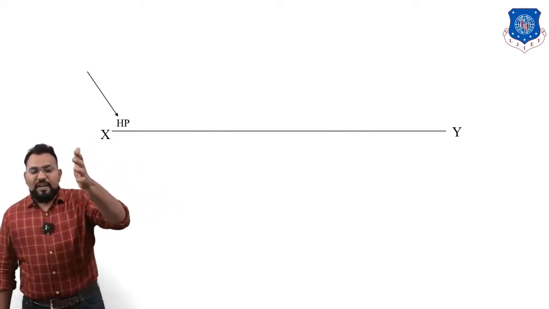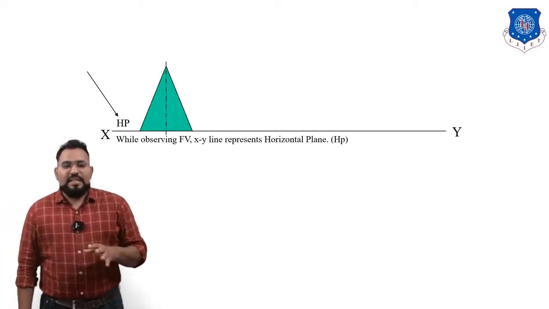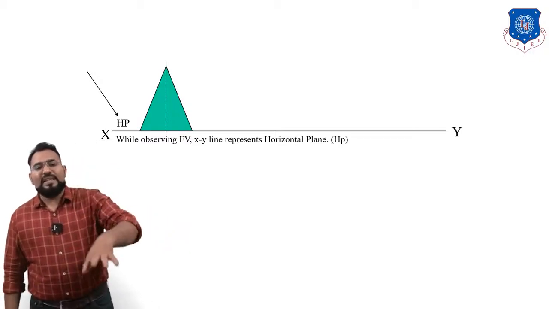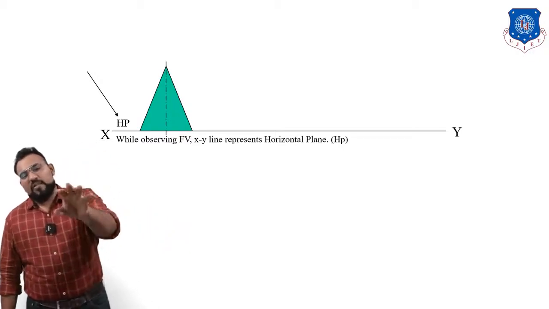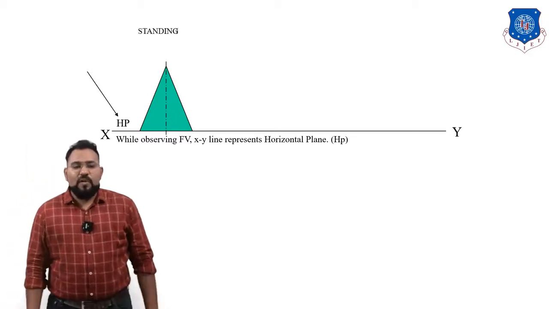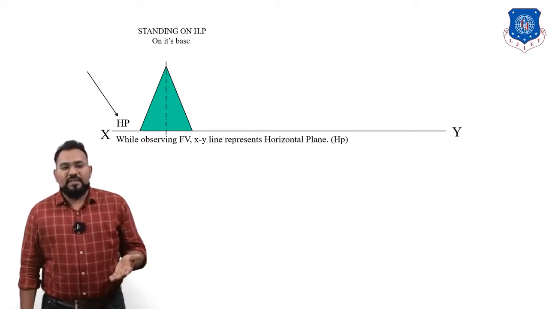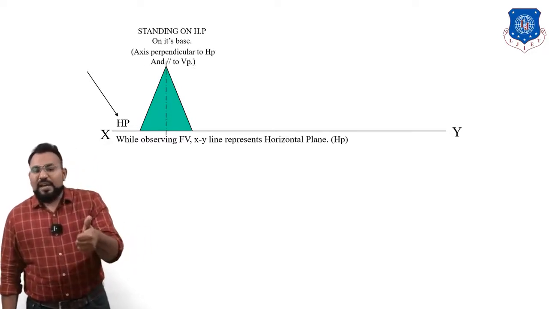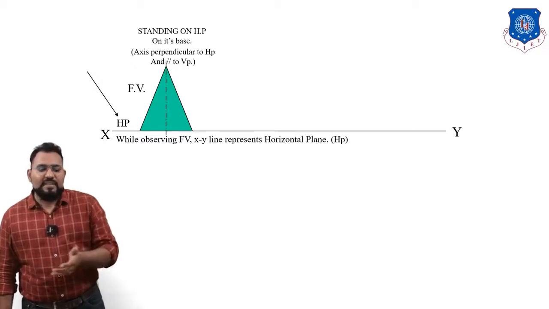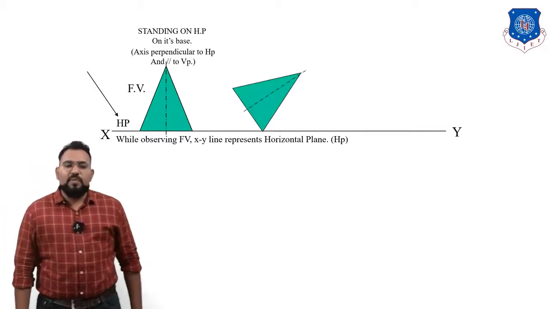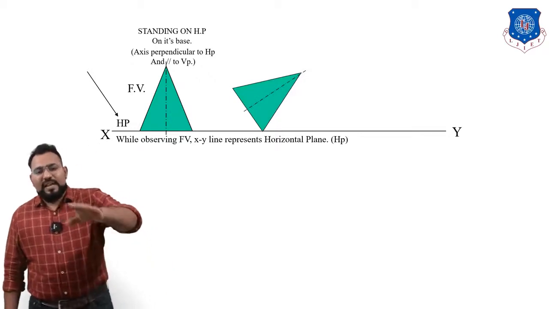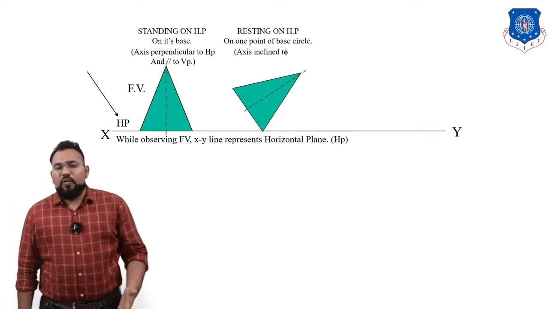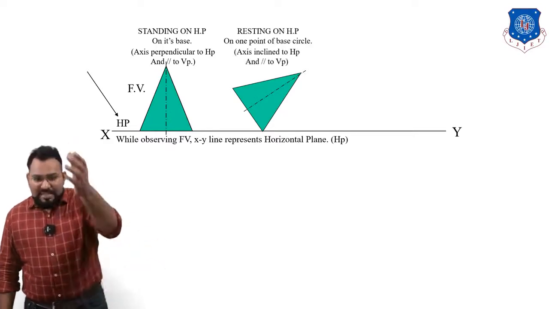Now we are taking a different kind of condition. You can see that here some solid is resting on HP, so the front view is going to look like this. Can you tell me the condition of the axis? Yes, you are right. The axis will be perpendicular to HP and parallel to VP. Now see this second image. Can you tell me the condition of this solid? Yes, the axis of the solid is inclined to HP and parallel to VP. So you can see this kind of condition.